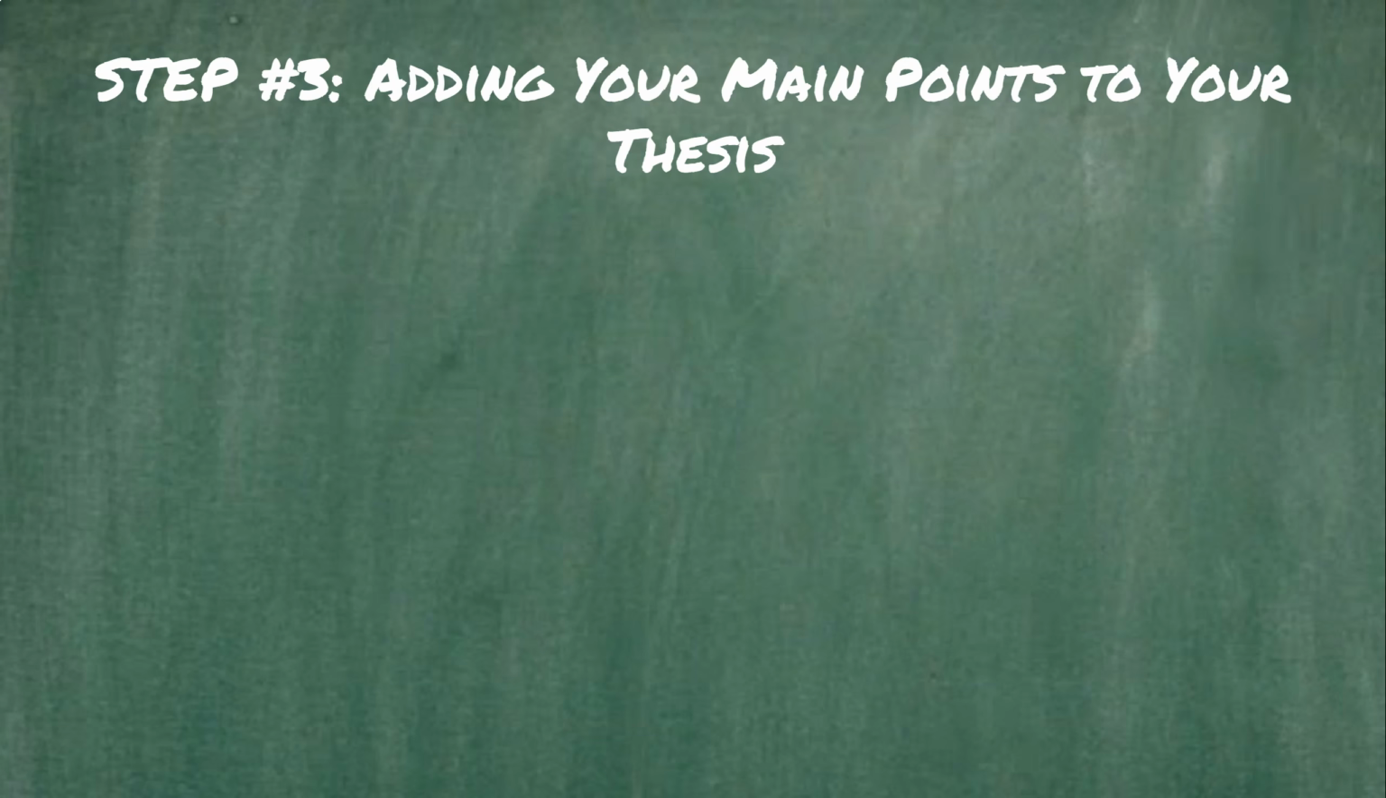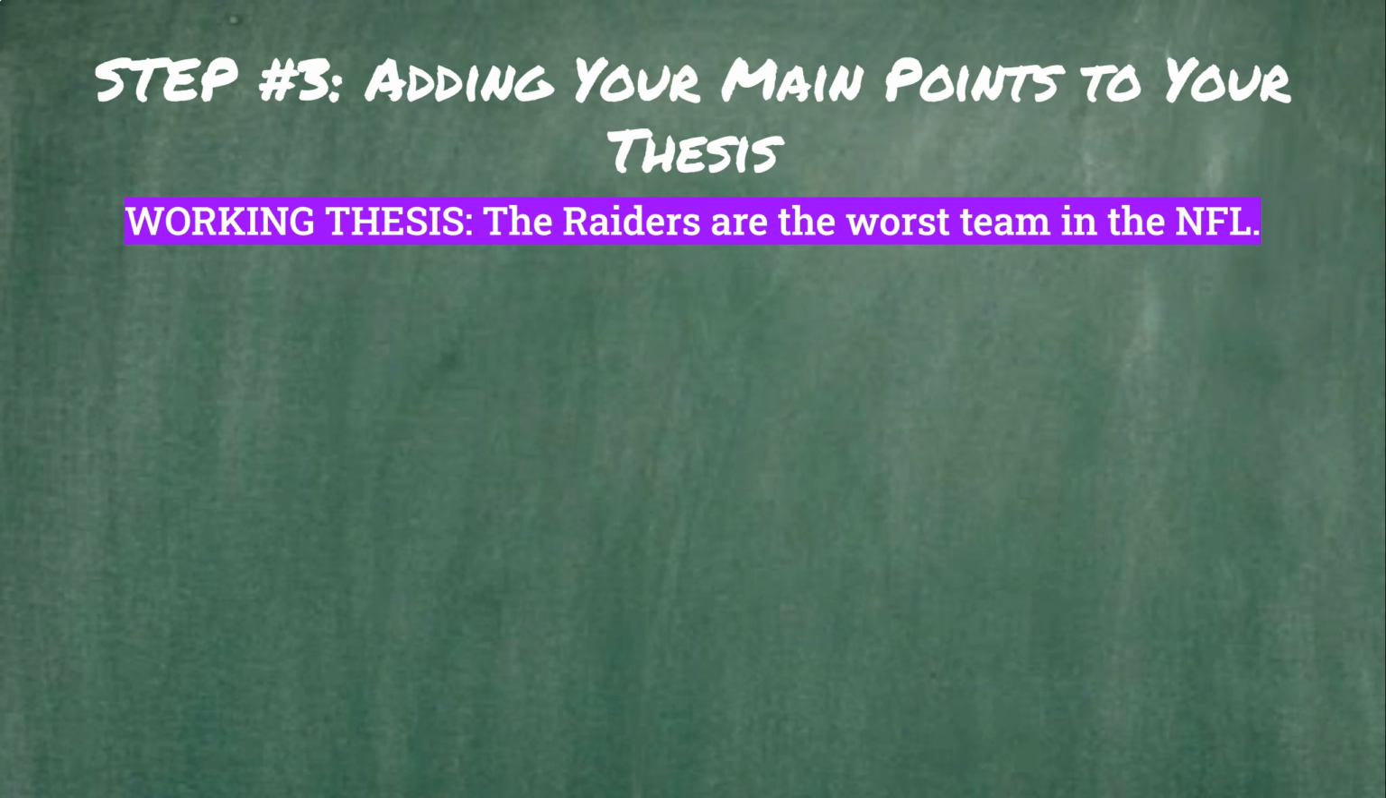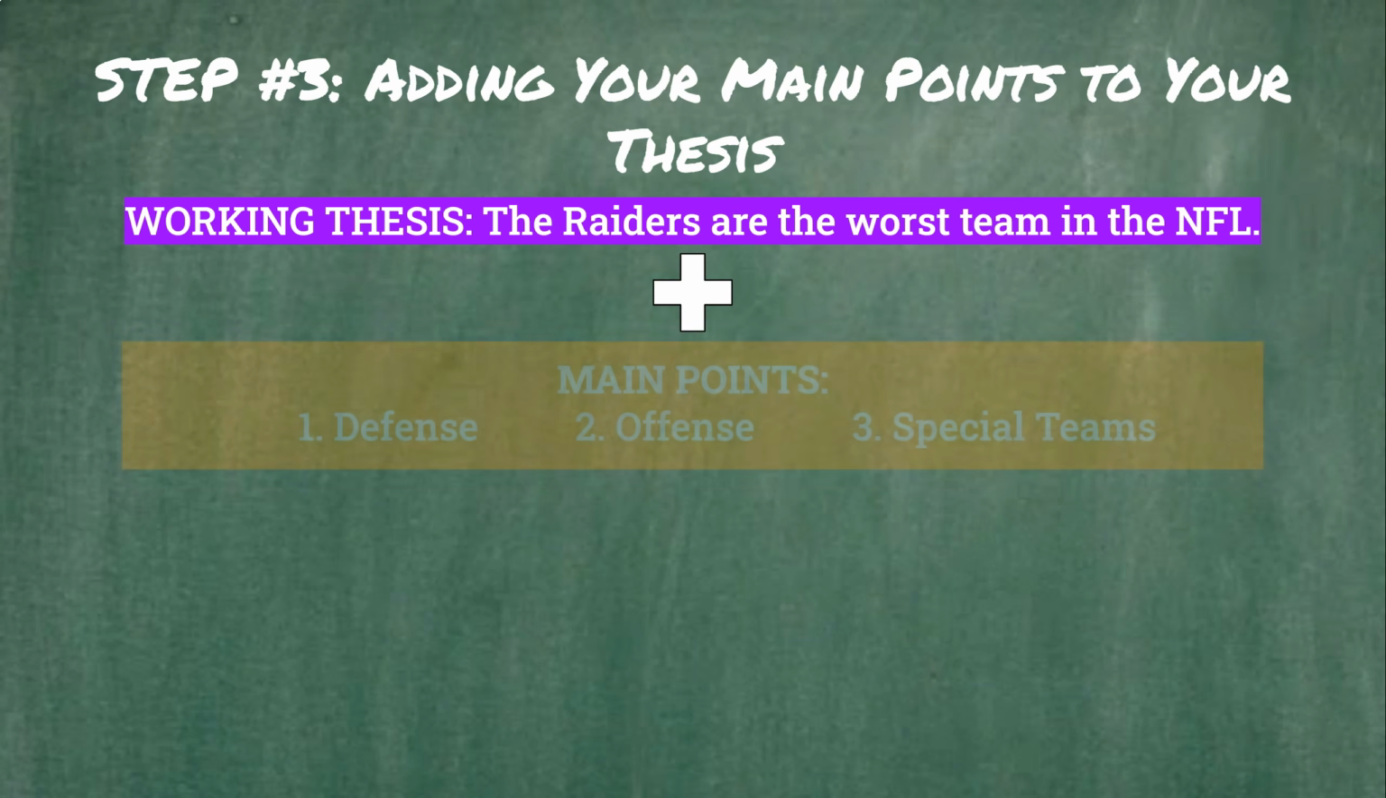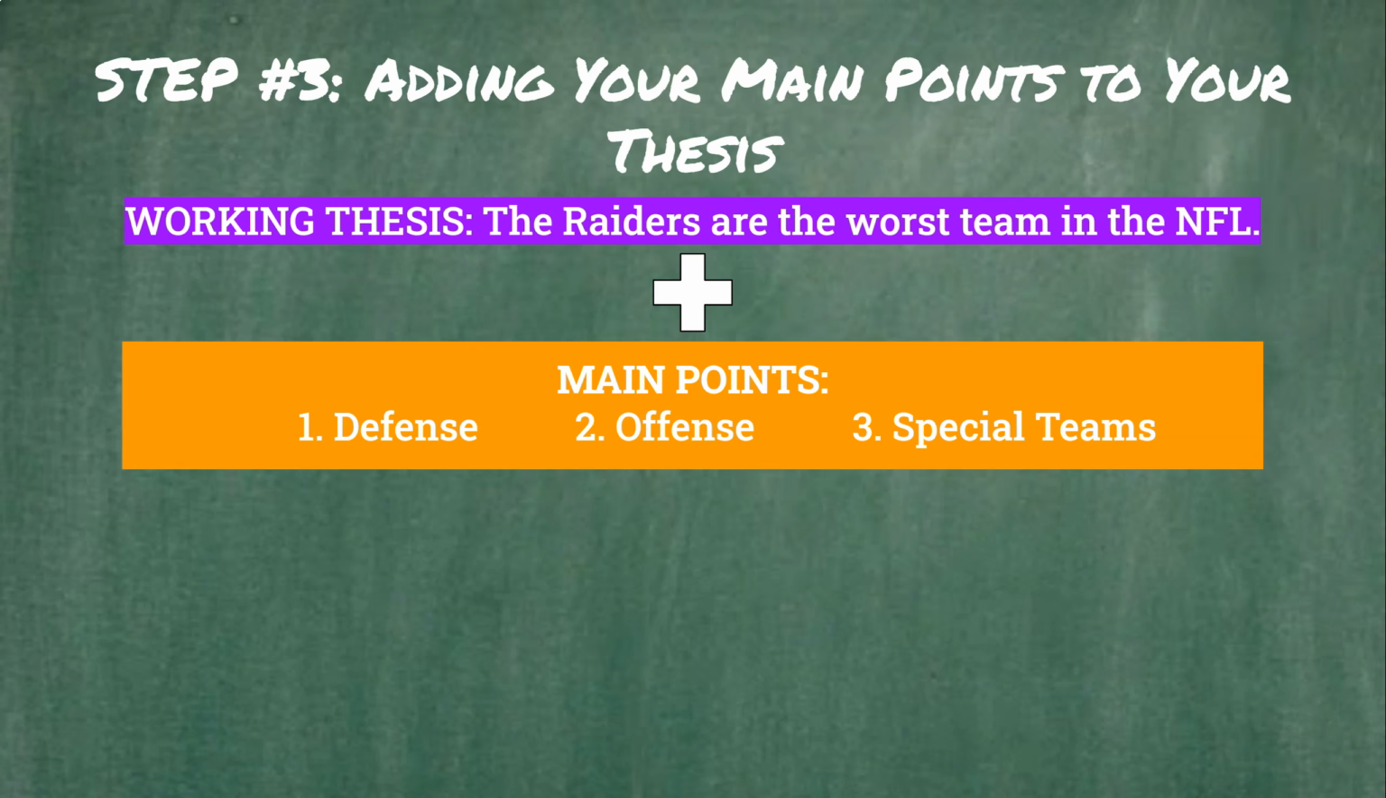This will take a bit of fine-tuning on our part, as we want to avoid just listing them in the thesis, so we'll have to add some words to make the thesis flow. So let's look at how we do this. Here is our simple working thesis statement. The Raiders are the worst team in the NFL. Here are the main points we came up with in step number 2 that we want to add. Defense statistics, offense statistics, and special team statistics.